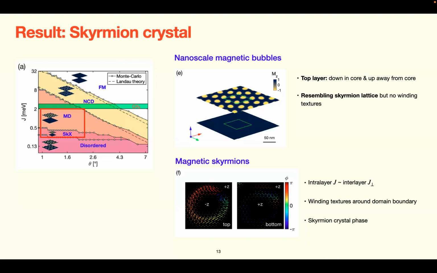It seems that now the skyrmion is static. So there are many skyrmion lattices in your system. Do you have any idea to move this skyrmion? Because to use the skyrmion application, we have to move the skyrmion. Yeah, that's a very interesting question.